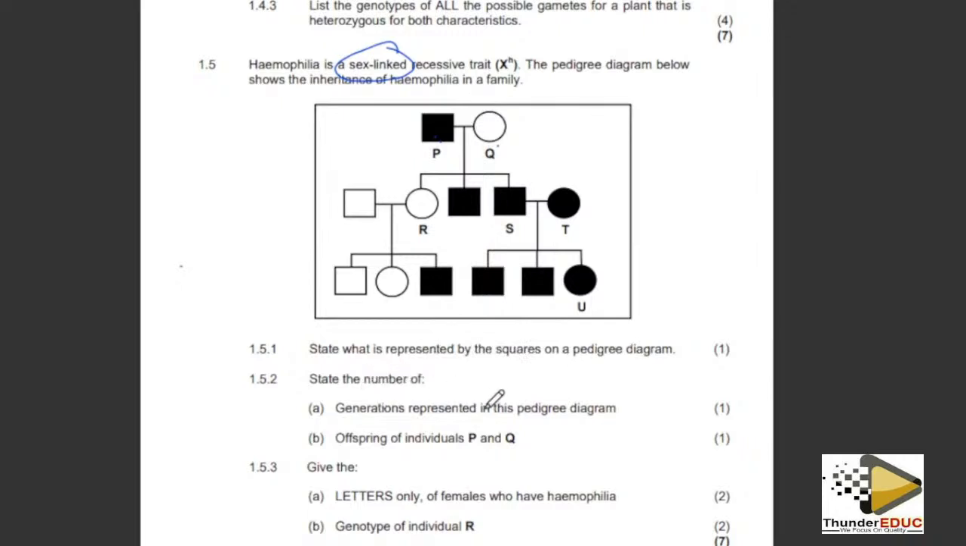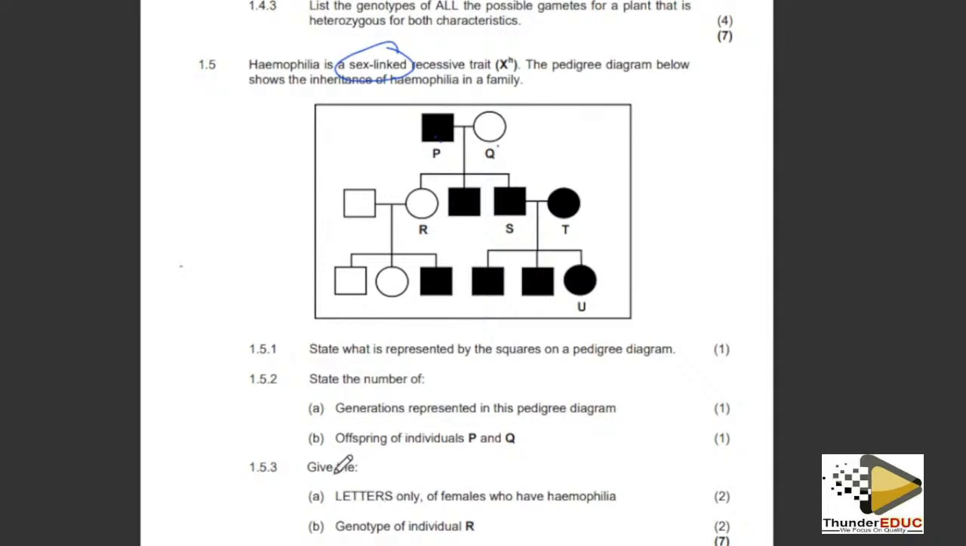State the number of generations. We have talked about them. There are 3 generations: 1, 2, 3. Offspring P and Q. State the number of offspring of P. The same thing is this, and this. This one and this ones, they only got married to that. So they are intruders.